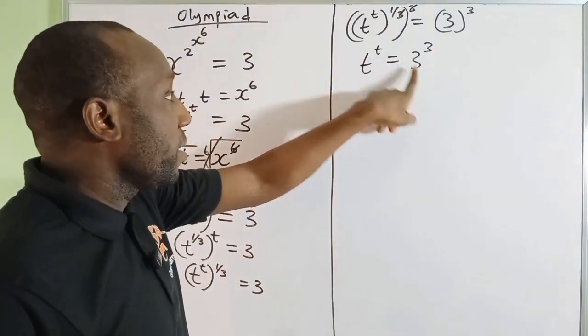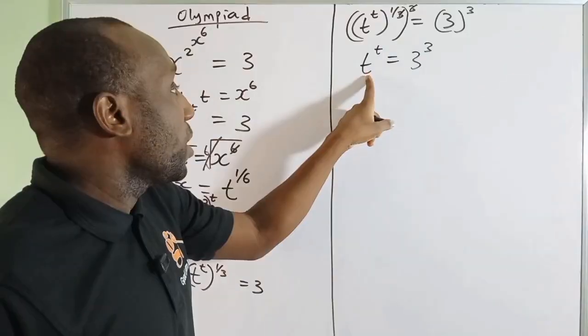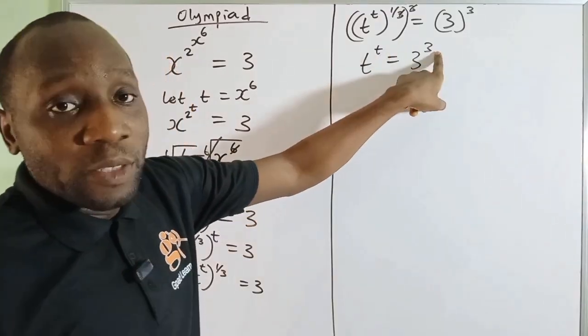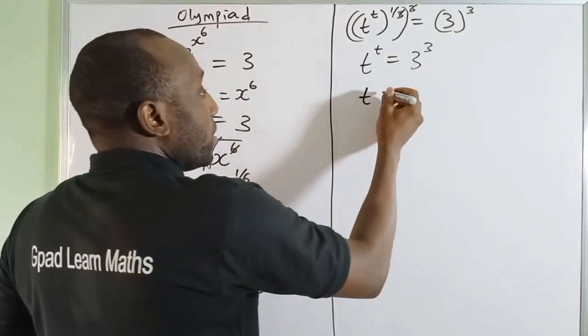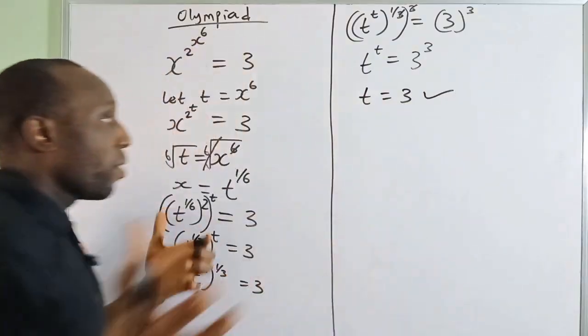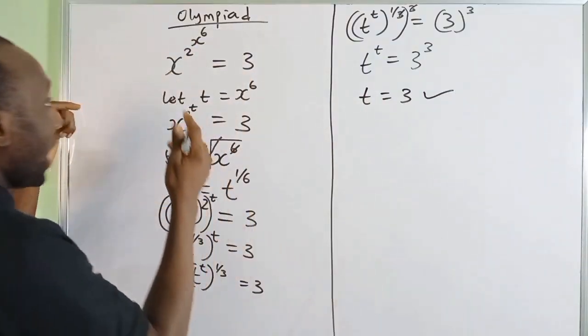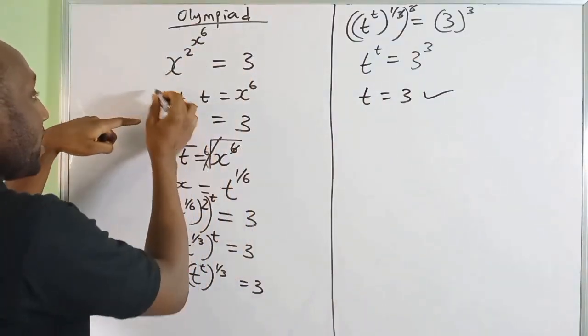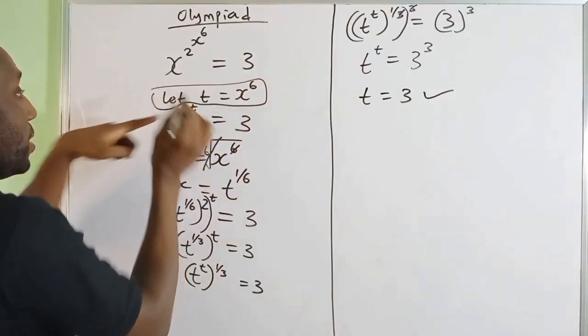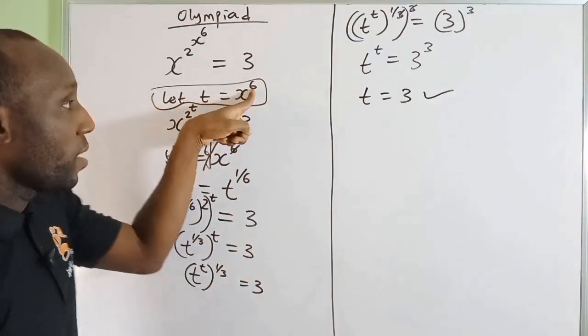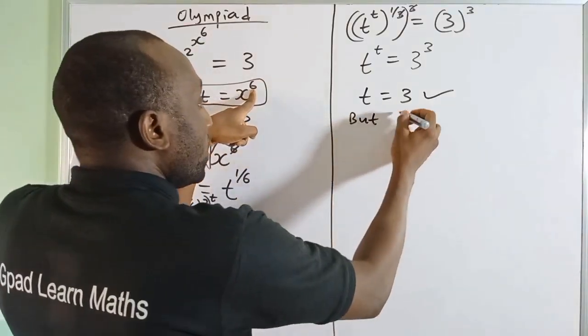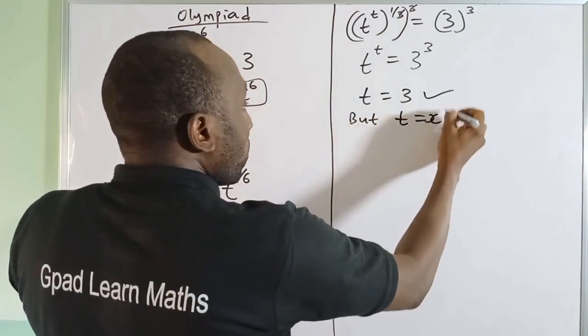This is t, this is 3. This is t, this is 3. We have to equate the bases and equate the powers as well. So it means that t is equal to what? 3. Now we have gotten the value of t, but we are looking for the value of x, and we said let t be equal to x raised to the power of 6. So I'm going to say but t is equal to x raised to the power of 6.